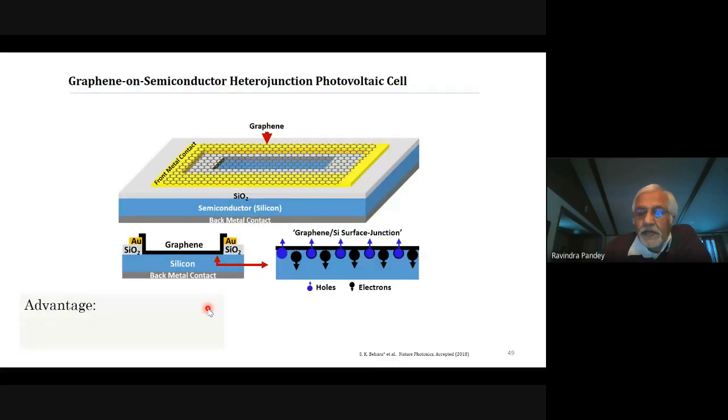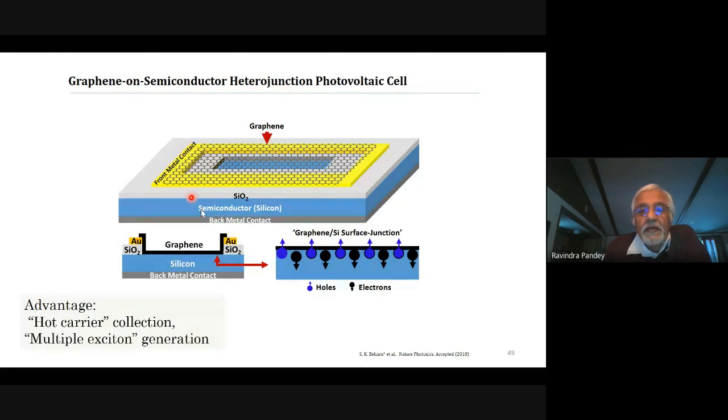This is another cartoon, making a photovoltaic cell based on graphene on semiconductor heterojunctions. Always remember, it's a typical cartoon. You have front metal and back metal contacts, semiconductor to insulate the carriers, SiO2, and then we have graphene deposited on semiconductor silicon. The advantages again are hot carrier collection and multiple exciton generation being possible. And I presume Dr. Verma will talk more about these characteristics in his talk on day 4.